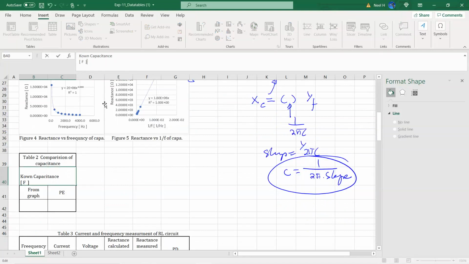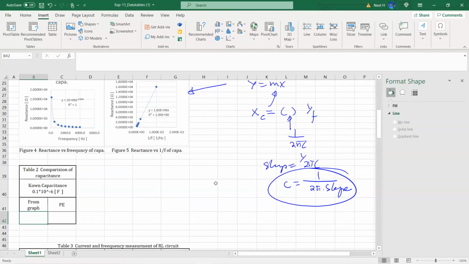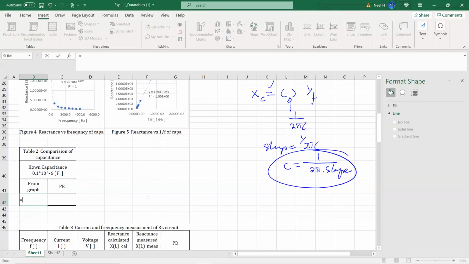We are using 0.01 microfarad, which means this is 0.1 times 10 to the power minus 6 farad. That's a known value. Then from the graph, we'll calculate that. We know from the graph that C should be equal to 1 divided by 2 times pi, open bracket, pi multiplied by the slope of the graph, which is 1.6 times 10 to the positive 6, close brackets, hit enter.